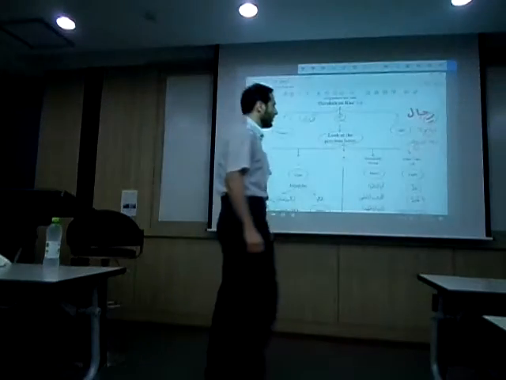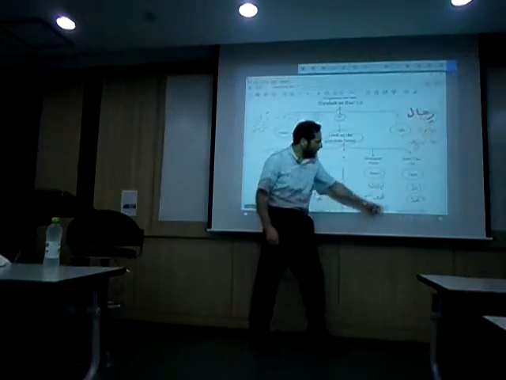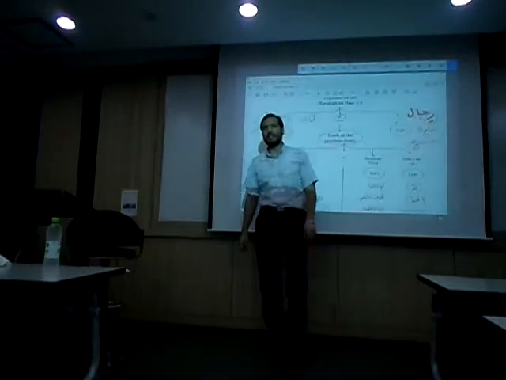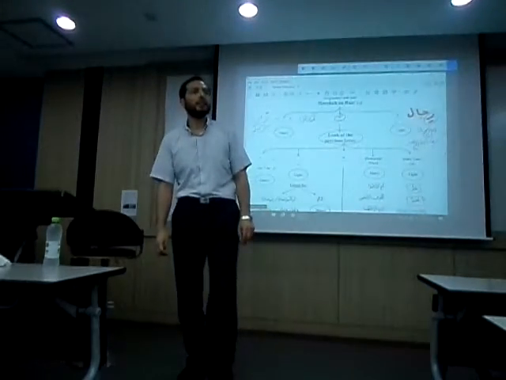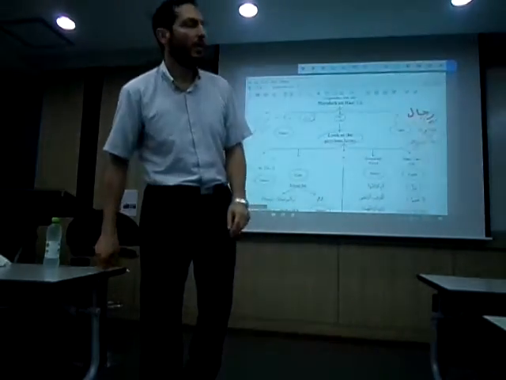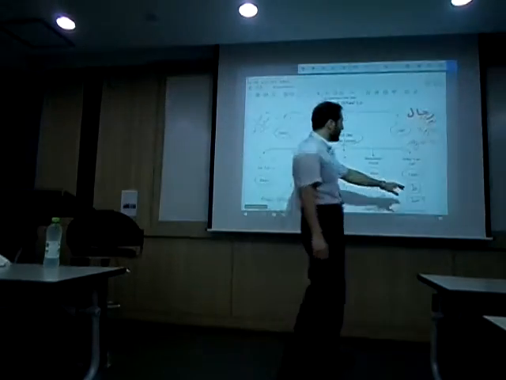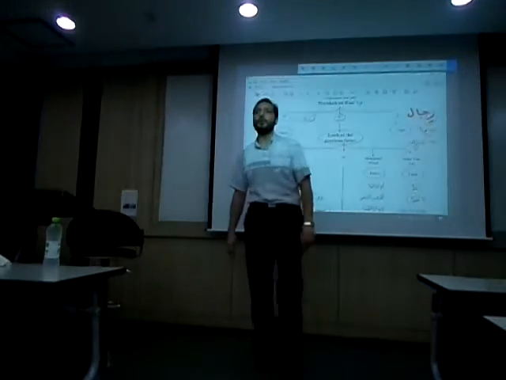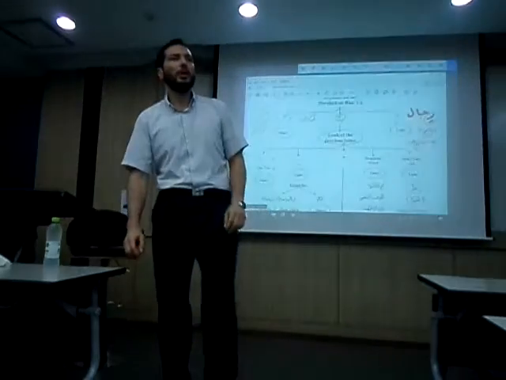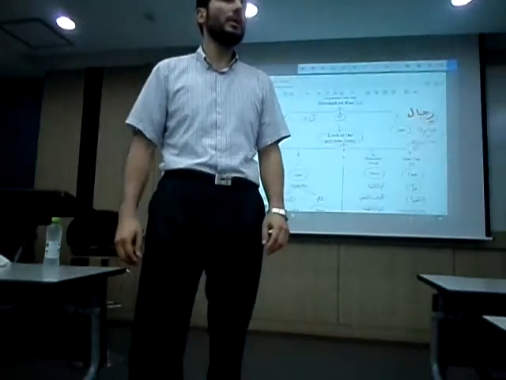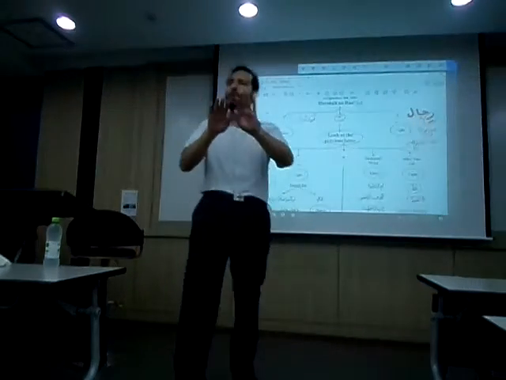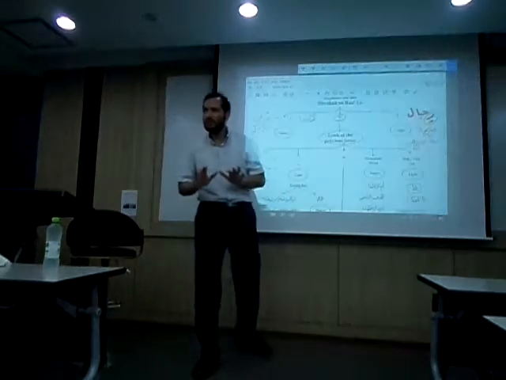In this case, Qadir, for example, Qadir, Qadir. But if I make it continuous, for example, Qadirun, Qadirun, Qadirun. Can you sense now the difference between the two?